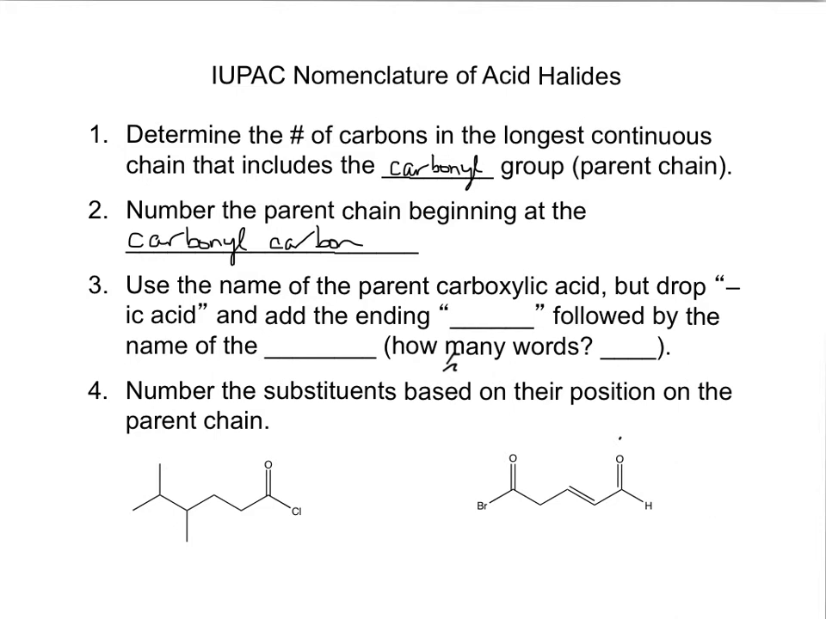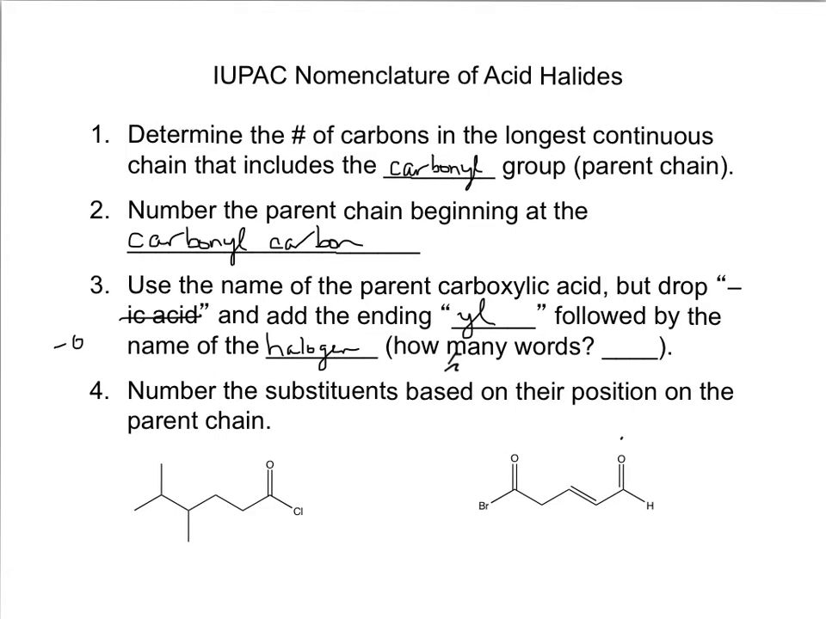You're going to use the name of the parent carboxylic acid. We're going to drop ic acid, and we're going to add the ending YL, followed by the name of the halogen. It's kind of odd, so the parent will actually end, if you drop ic acid and add YL, it's going to end in OYL, a little bit strange. And between that and the halogen, there will be 2 words in its name.